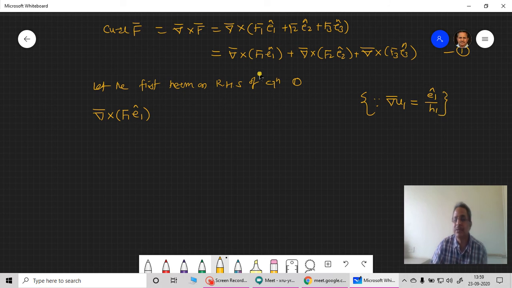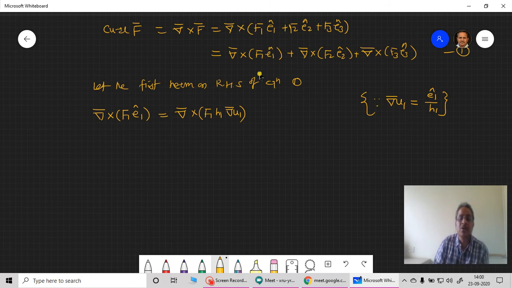Yesterday we saw this derivation exclusively, and we also used it in the derivation of the divergence of a vector field. So from this I can write e1 cap is equal to h1 into del bar u1, or gradient of u1. So e1 can be replaced here. This becomes del bar cross, in the bracket, f1 h1 multiplied by del bar u1. Simple substitution, nothing different at all.